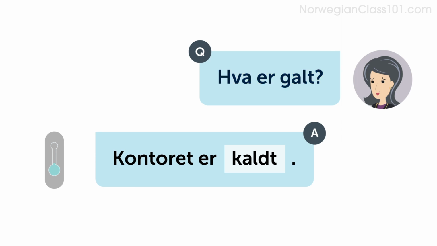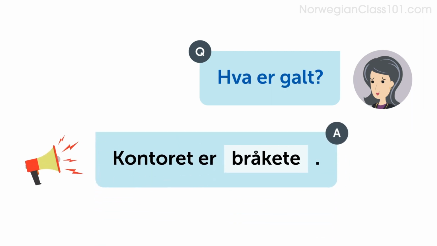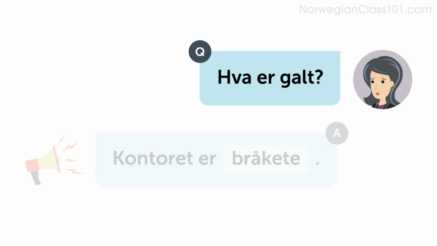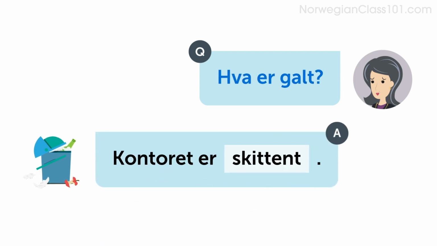Hva er galt? Kontoret er kaldt. Hva er galt? Kontoret er bråkete. Hva er galt? Kontoret er skittent.